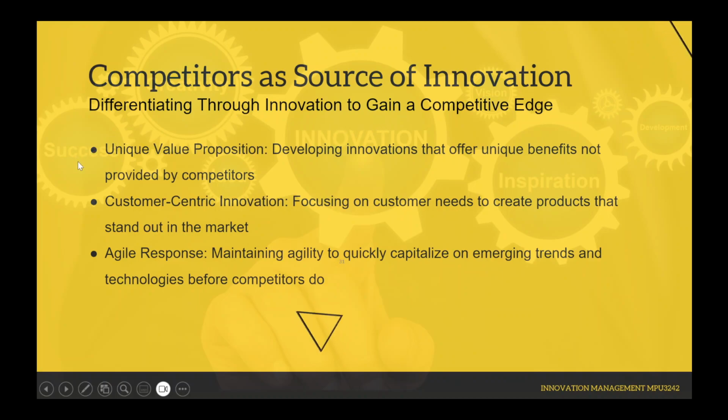Okay, we can first create a unique value proposition by developing innovation that offers unique benefits. Because we are targeting our own segment, we don't follow what other competitors do. So we can choose a new segment that maybe has more potential. Like we see AirAsia, what is the motto? Everyone can fly.